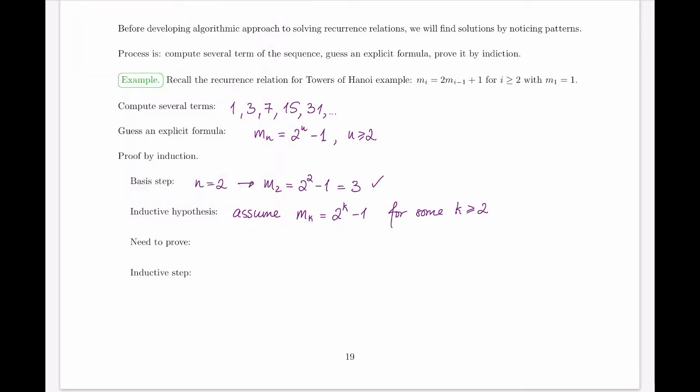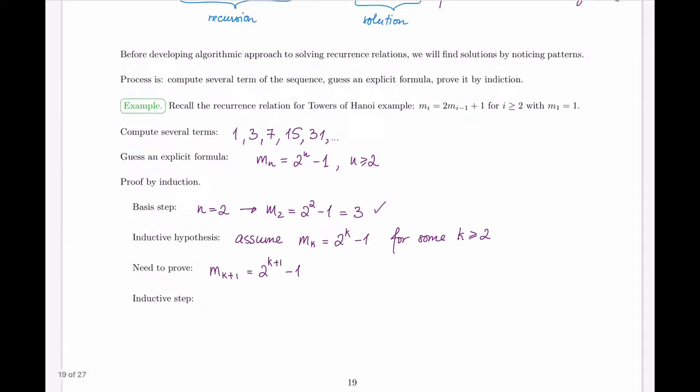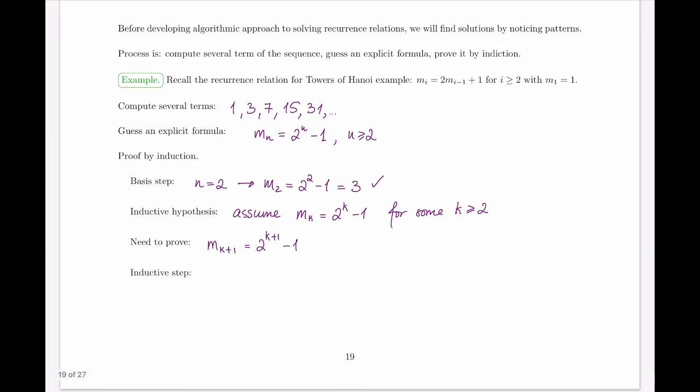We need to prove that this relationship holds for k plus 1. So we need to prove that m sub k plus 1 is equal to 2 to the power k plus 1 minus 1. Okay? And all of the recursive proofs are actually really straightforward because they give us the exact relationship that we need to prove. So this is like the easiest types of inductive proofs that we saw at the very beginning. All I'm going to do is start with the left-hand side. I'm going to change something about it. I'm going to create a sequence of equalities, and I hope to arrive at the right-hand side.